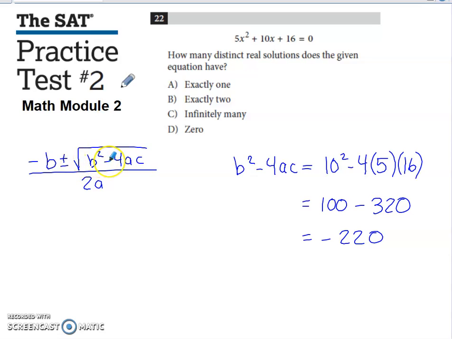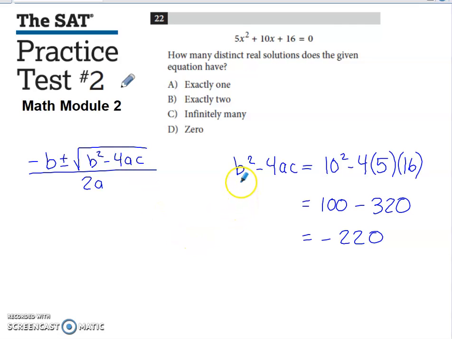Adding or subtracting the square root of 0, adding and subtracting zero is the same thing. It's going to give me only one real solution. Adding and subtracting the square root of a negative is going to give me no real solutions, two imaginary solutions.